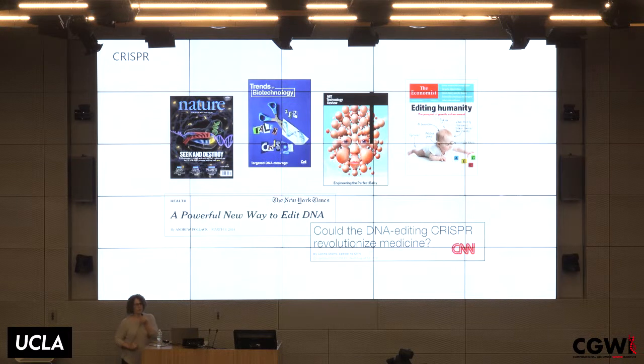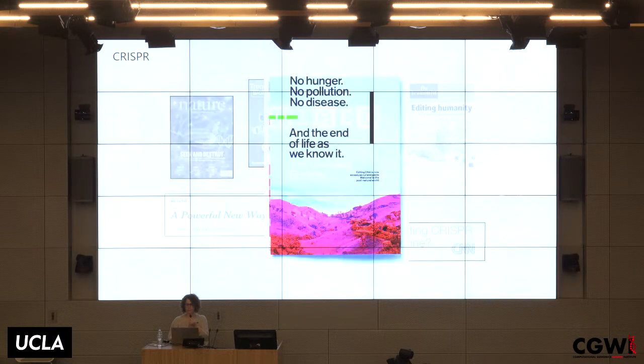Okay, great. So CRISPR, probably everyone by now has heard of CRISPR. It started making its way through the media, first when it became quite popular in these very famous scientific journals like Nature. Later on, it made its way into the popular press like The Economist and the New York Times and CNN. And then, who saw this cover of Wired? Every word on here is actually a description of what they think about CRISPR. This is now a few years old, so it apparently says that CRISPR means no hunger, no pollution, no disease, and the end of life as we know it.